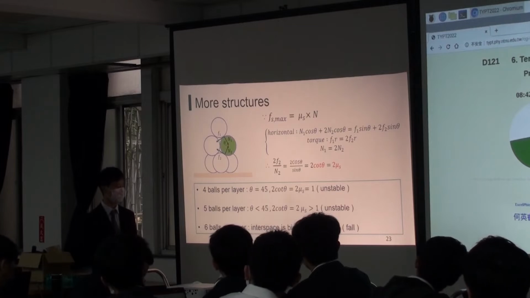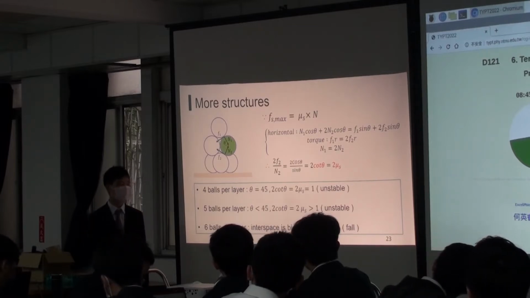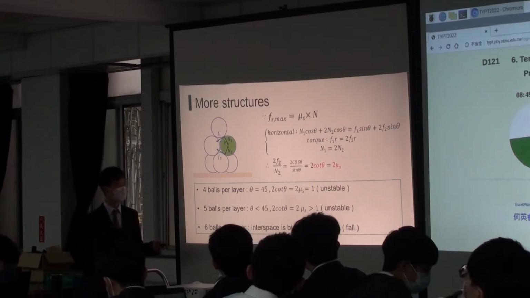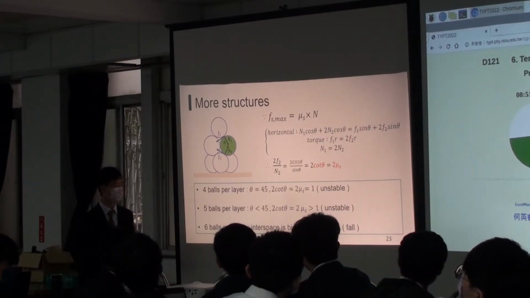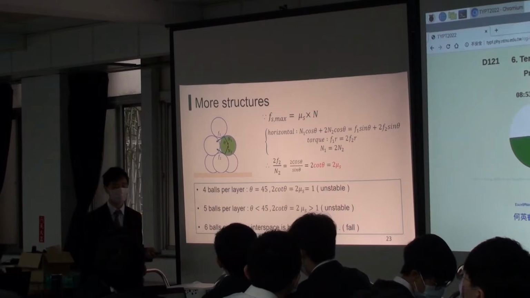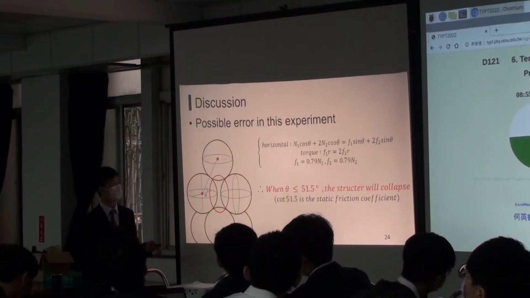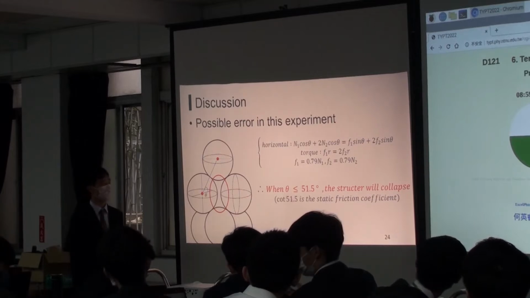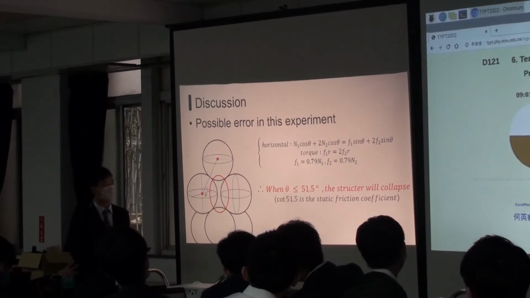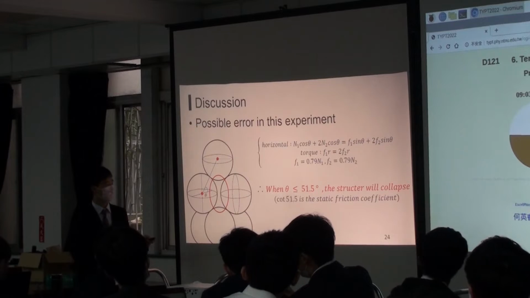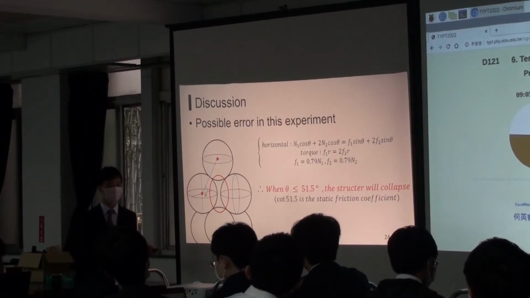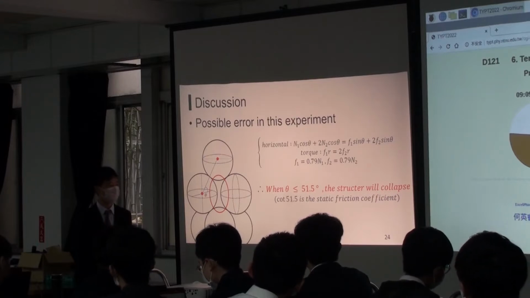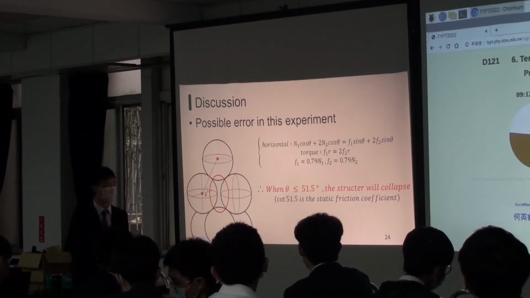And for 6 bolts per layer, because the interspace is bigger than a bolt, it is impossible to build a structure like 3 bolts per layer, like a hexagonal column. Here are the possible errors in our experiment. First, the gap between the bolts. After measurement, we can know that when theta is equal to or less than 51.5 degrees, the structure will collapse.